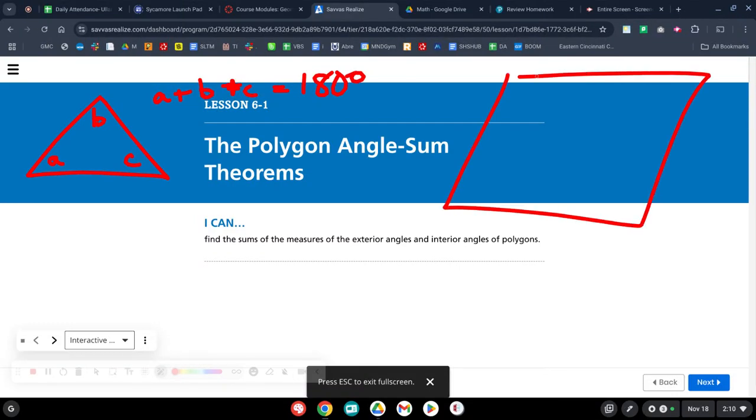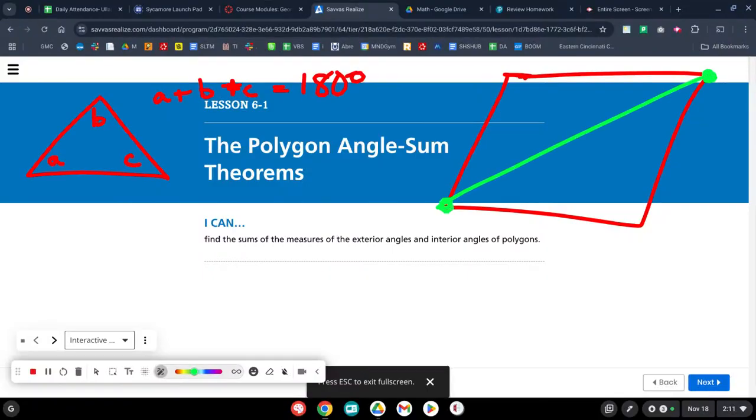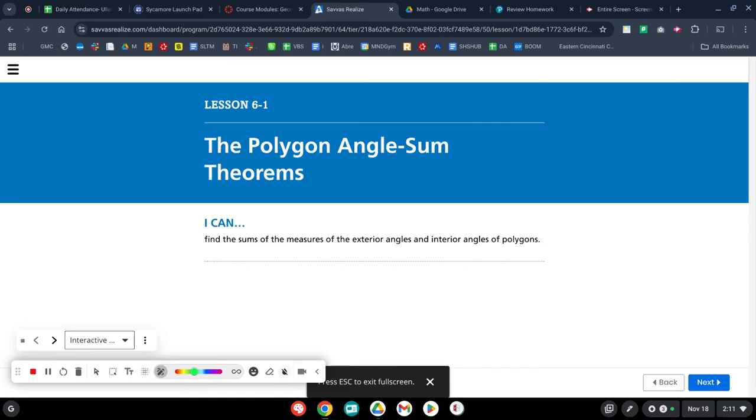So here's some random quadrilateral. I know it looks like a parallelogram, but it could be anything. If I divide it into non-overlapping triangles, I can create two triangles of that. So this is 2 times 180, which is 360.